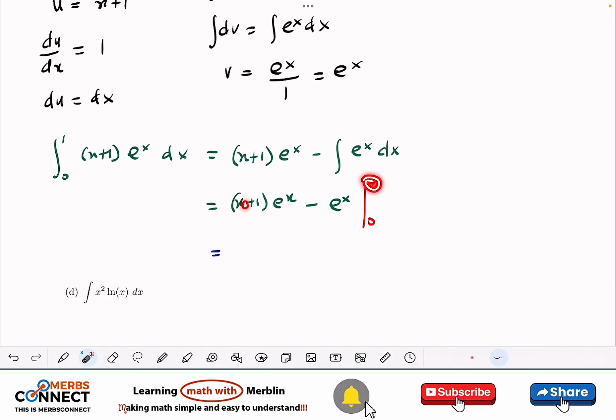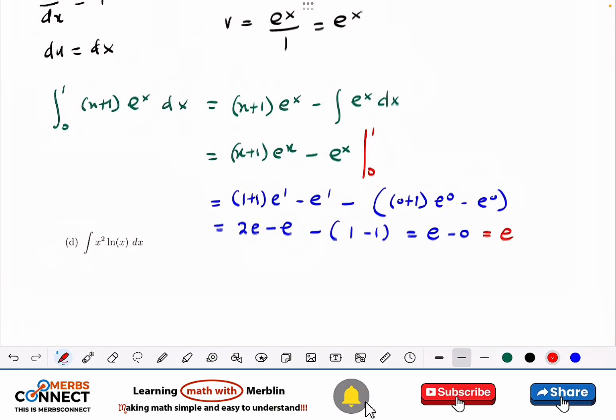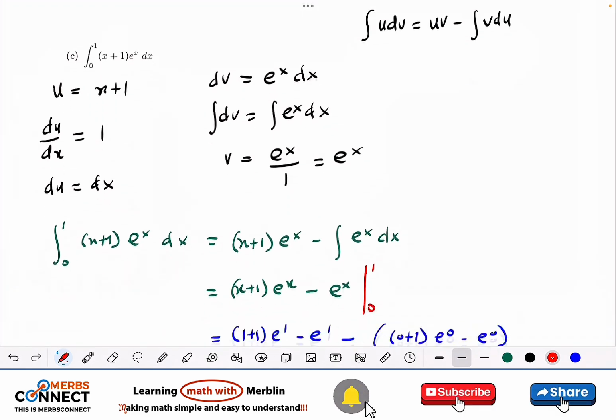So plug 1 in. So when I do that, I'm going to have 1 plus 1 e to the power 1 minus e to the power 1 minus, I open the parentheses, then I plug in 0. So 0 plus 1 e to the power 0 minus e to the power 0. And we are going to have 2e minus e minus, this is going to be 1 minus 1, and this is going to be 2e minus e is going to give us e, and then 1 minus 1 is going to be 0. So the final result here should be e. Interesting. So that's what you are going to get for C.